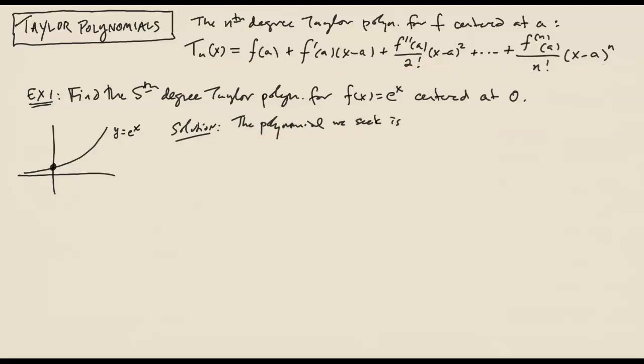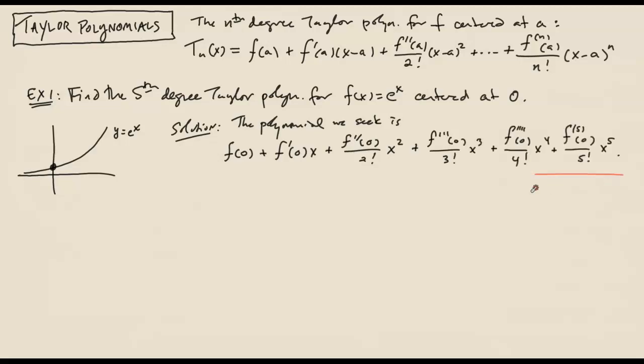Since we're centering it at 0, we know that the polynomial will begin with the constant term f of 0, corresponding to our anchor point right there. Then the next term, of course, will be f prime of 0 times x minus A, but A is 0 in this case, so x minus 0 just becomes x. Then we get f double prime of 0 over 2 factorial times x minus A squared, but again, that's just plain old x squared, since A is 0. And it's the same story for the 3rd order term, as well as the last two. We stop at the 5th order because we are looking for a 5th degree Taylor polynomial.